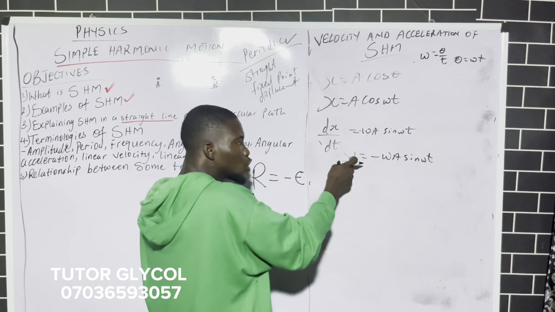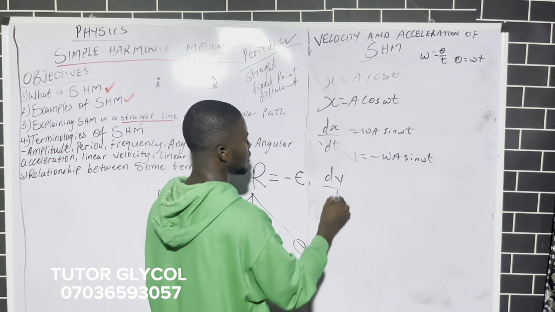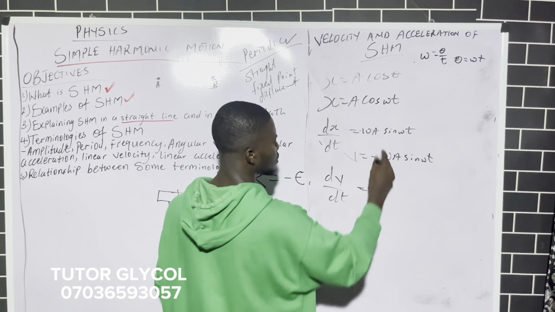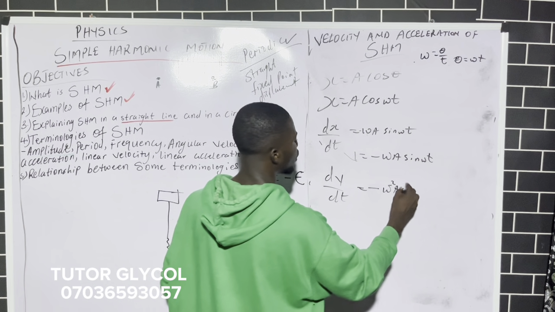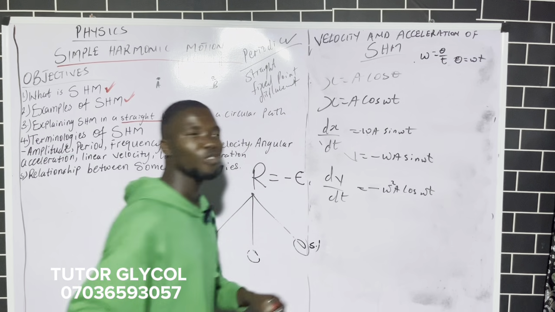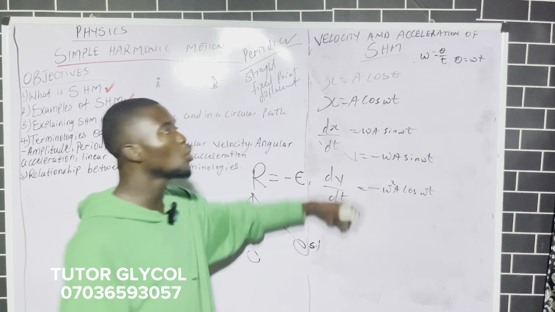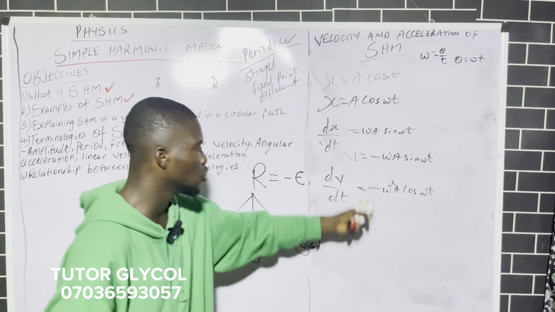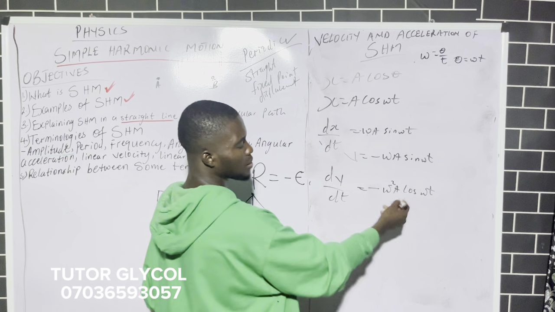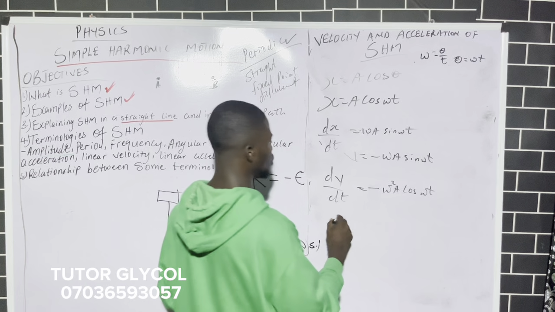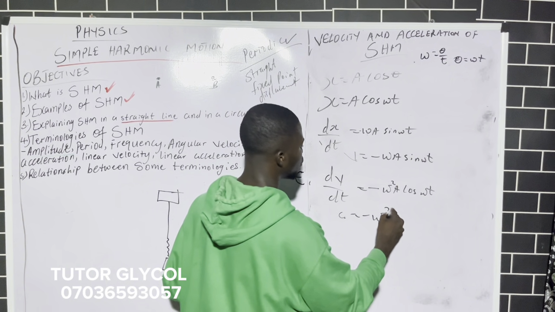If you now differentiate this one again, dv/dt will give you minus ω squared A cos ωt. Somebody's already confused. Where is this differentiation? I know I'm not explaining differentiation in this video. You don't need the derivation, I'm just showing you how they got it. So at θ equals 0, cos 0 will give you 1. So you just have a is equal to minus ω squared A.